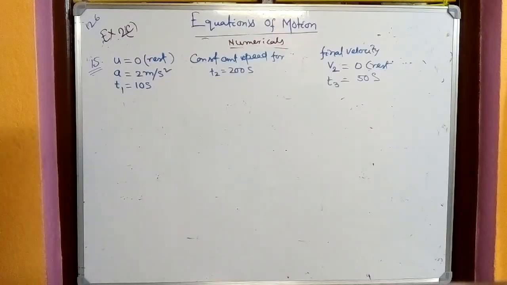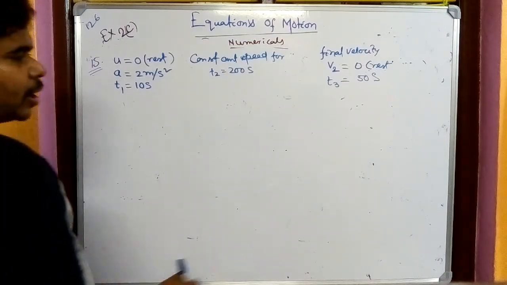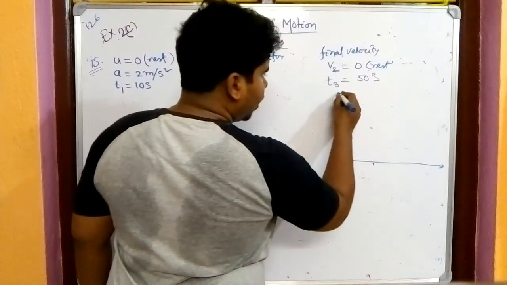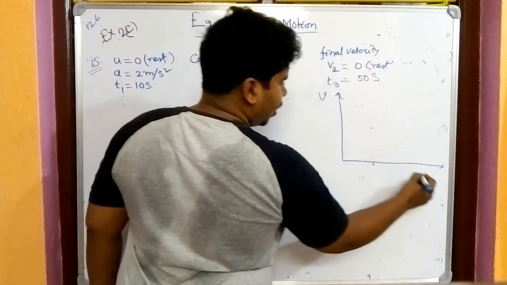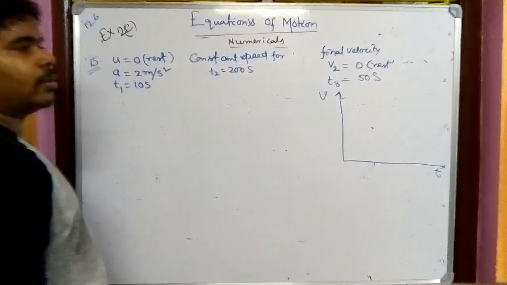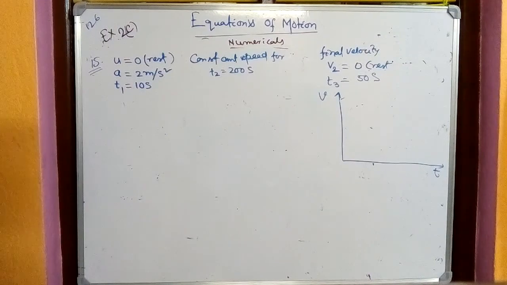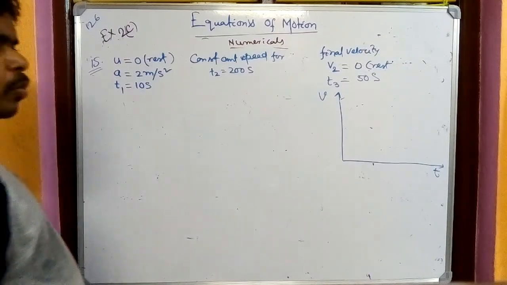If you want to show it graphically, then it is very easy to do. So the graph looks like this. It is a velocity time graph. Now you may ask that no graph was asked for, why are you doing a graph? So I am doing the graph to make you understand the motion.